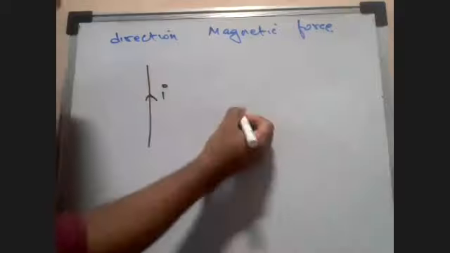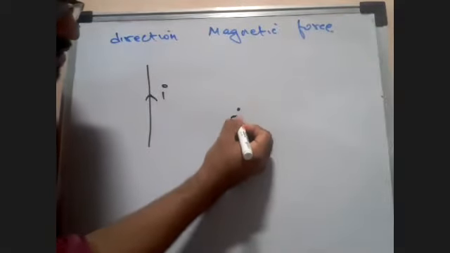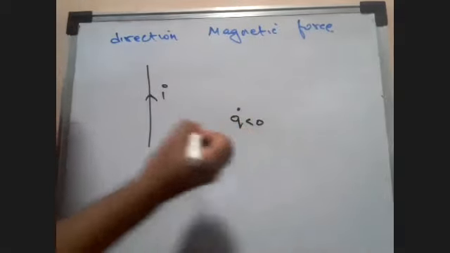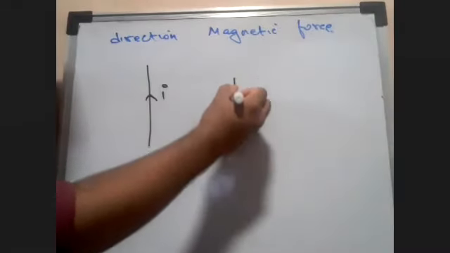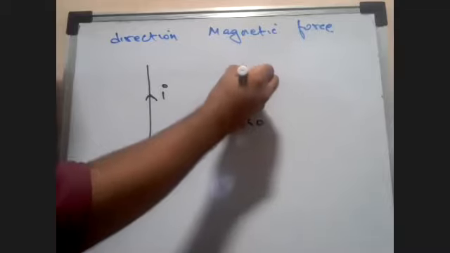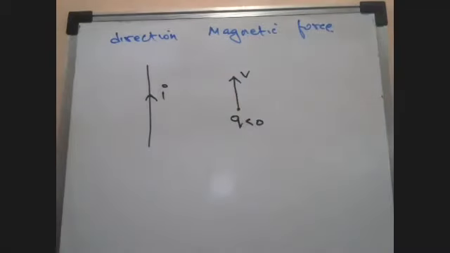There is a charge here. The condition is Q is smaller than 0, and it has been given a velocity vector upwards. So now tell me, what is going to be the direction of force on this charge? The direction of the magnetic force.